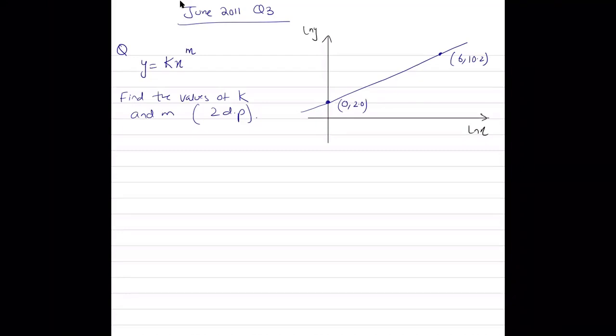So I think I have the answers. What are your answers? For K, I'm getting 7.4, and for M, I'm getting 1.4. That's correct. But the question said give your answer to two decimal places. So two decimal places is going to be K as 7.39 and M as 1.37. Yeah.